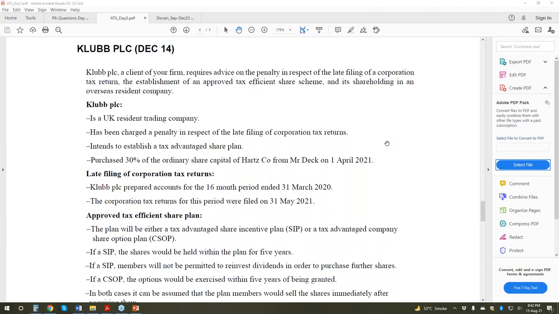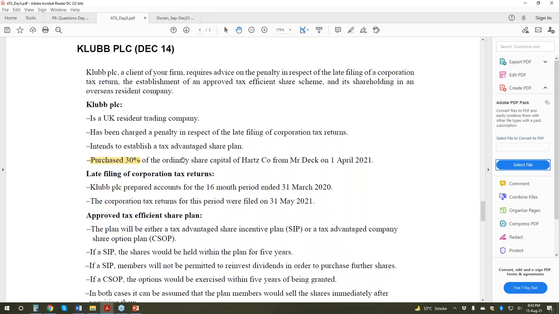Okay, it purchased 30% of the ordinary share capital of Hardsco from Mr. Deck on 1st April 2021. So now guys, the important point is that we own that company more than 25%, because if we would have owned less than 25%, the CFC would not have applied.